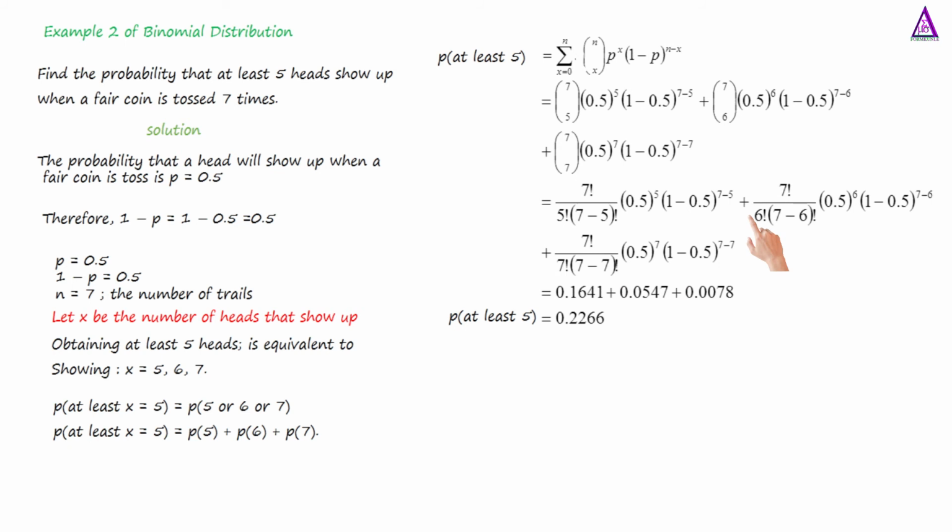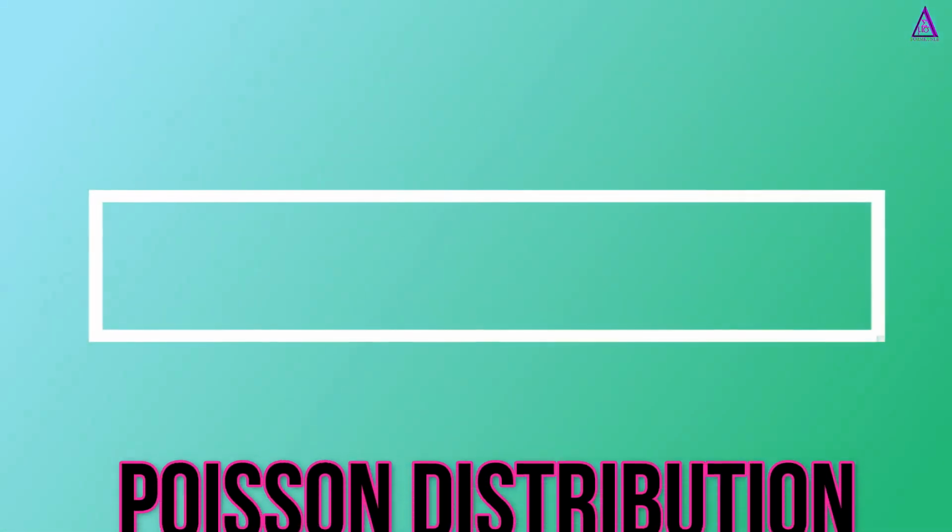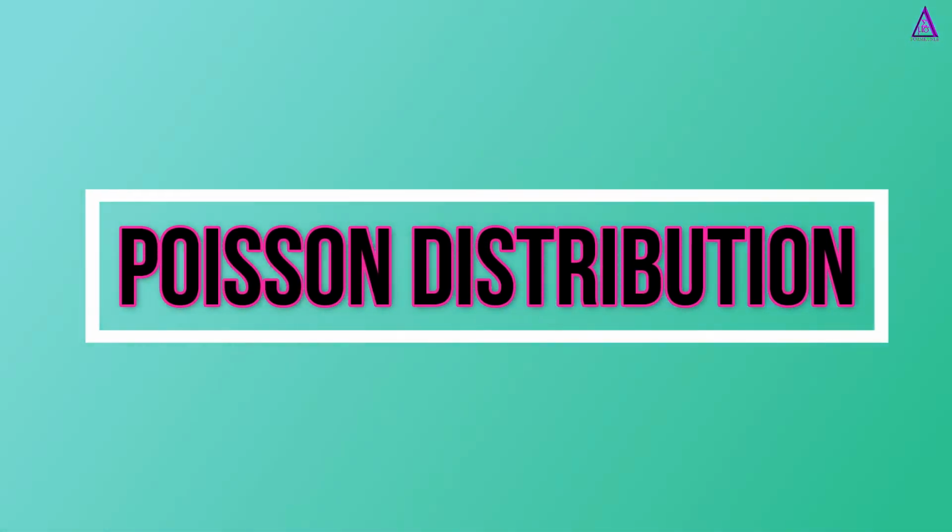And the answer for the first one is 0.1641, plus the second one 0.0547, plus the third one 0.0078. And the probability that at least 5 heads will show up is 0.2266.